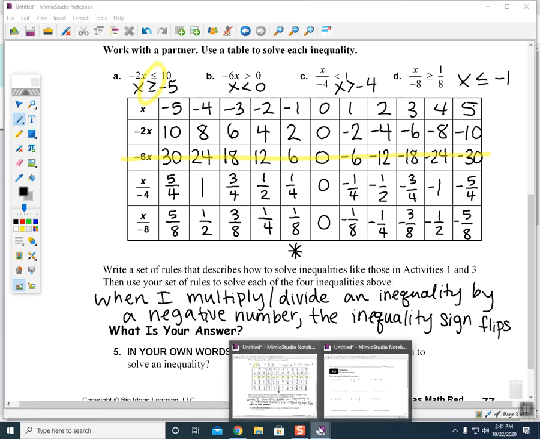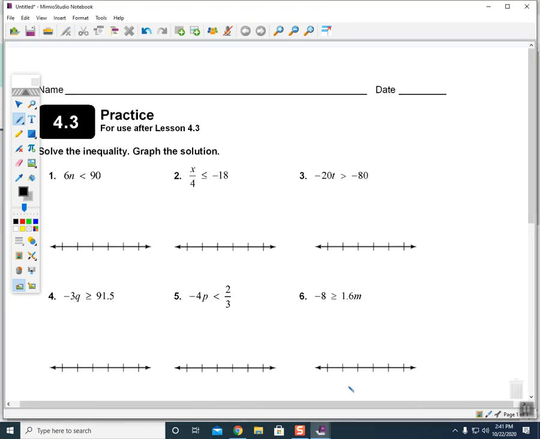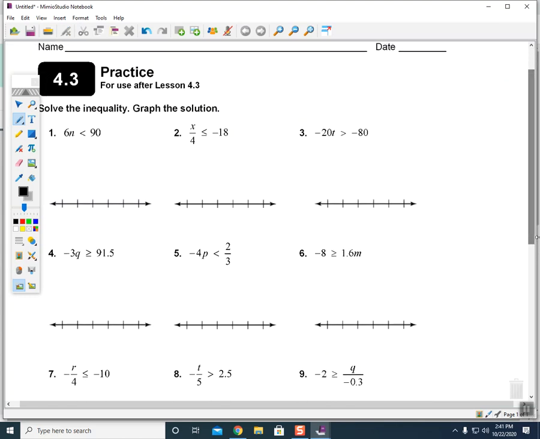You'll have to commit that to memory because it's kind of hard to remember. So then we have some practice problems here as well. I am going to go over just like 2 of them with you, and then I'm going to have you finish the rest on your own. We'll go over the word problem together though.